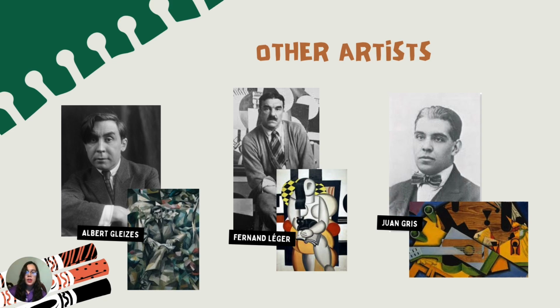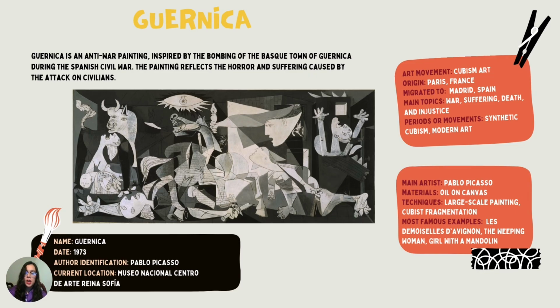And now I would like to talk about this painting, which is called Guernica. Guernica is a powerful anti-war painting, and it was created by Pablo Picasso in 1937. It is inspired by the bombing of the town of Guernica during the Spanish Civil War. It was commissioned by the Spanish Republican government for the Paris International Exposition. The painting reflects the horror and the suffering caused by the attack on civilians.